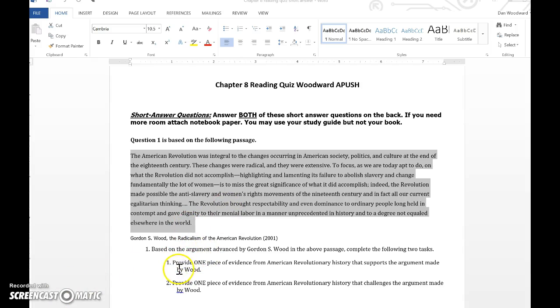Again, just a reminder, make sure that when you're addressing both question 1 and 2, don't spend a lot of time writing or citing passages from Wood's quotation, but spend more of the time giving examples of either how the revolution brought about radical change, or arguing, like Part 2, how it did not bring about radical change. So spend your time writing in those areas.